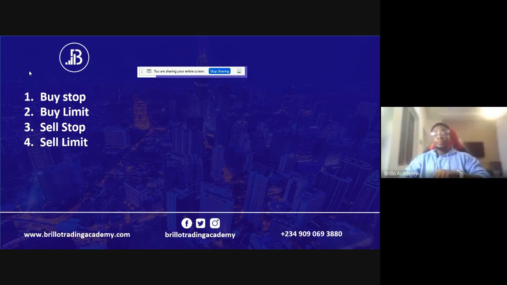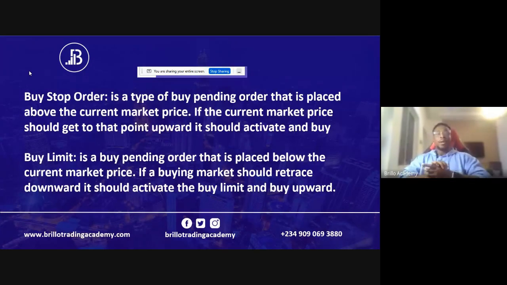So what is a buy stop order? A buy stop order is a type of buy pending order that is placed above the current market price. Take note, a buy stop is placed above the current market price. You just need to understand these positions. If the current market price gets to that point upward, it should activate and buy.